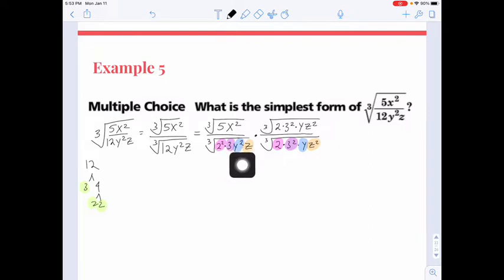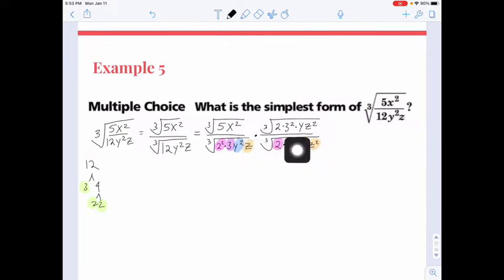Notice none of these have 3 of a kind. We have 2 2's and 2 y's, but only 1 3 and 1 z. So to rationalize this, we need to create a cube root of whatever's missing. So right now we have 2 2's, but I need 3, so I'm going to include 1 2. We have 1 3, but we need 3, so I need 2 more 3's, which would be 3 squared. We have 2 y's, but we need 3, so we're going to include 1 y. And we have 1 z, but we need 3, so we're going to include 2 z's, which is z squared.